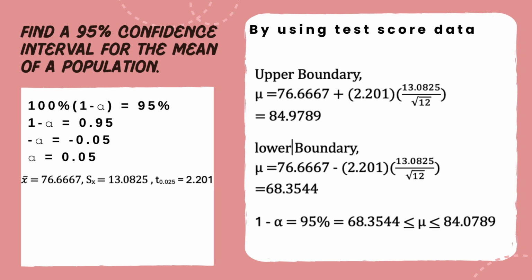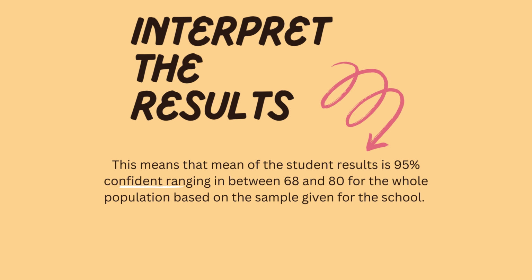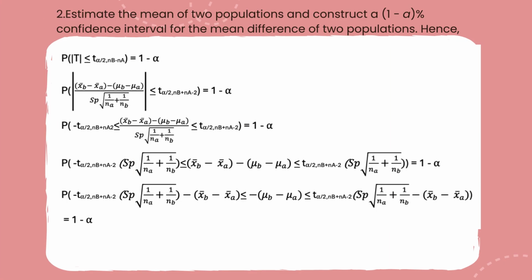By using the values that we find, we will use them to find the upper boundary and lower boundary. So we can interpret that this means that the student result ranges between 68 and 80 for the whole population based on the sample given in the school. So let us continue to question 2.